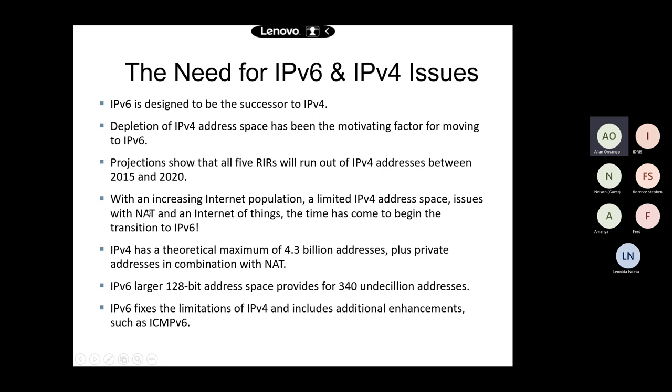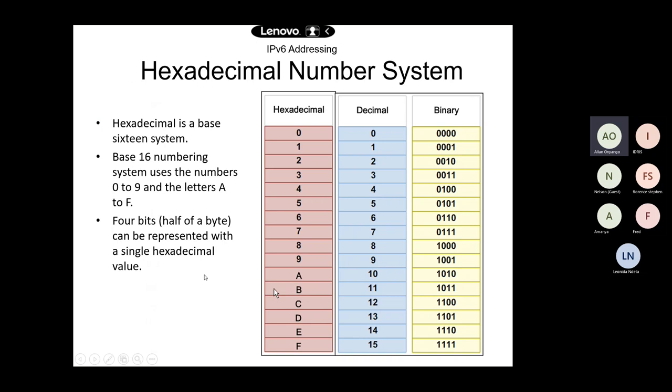With the increase in the internet population, the depletion of version 4 addresses, the issues we have with network address translation, and the new lady in town, the Internet of Things, there has never been a better time to move to version 6 than now. Version 4 theoretically has about 4.3 billion addresses, including the private addresses which I used in collaboration with NAT, while IPv6 with 128 bits has over 340 decillion addresses, 340 with 36 zeros. So IPv6 has become a fixer for most of the limitations we have in version 4, and that's why it's a good deal.